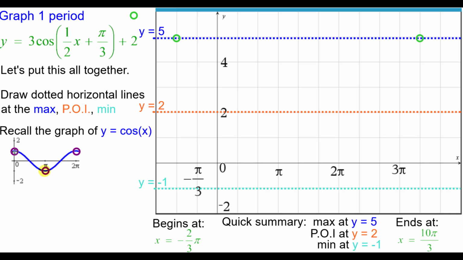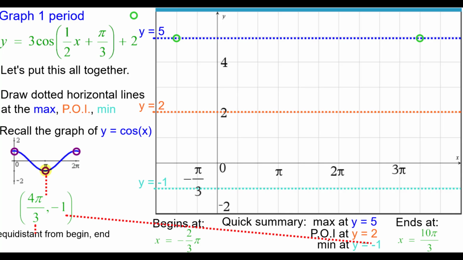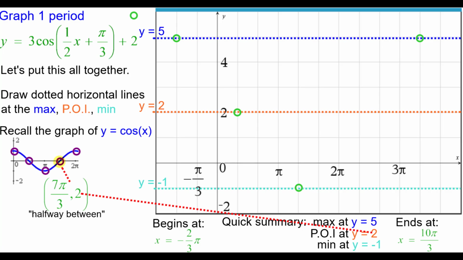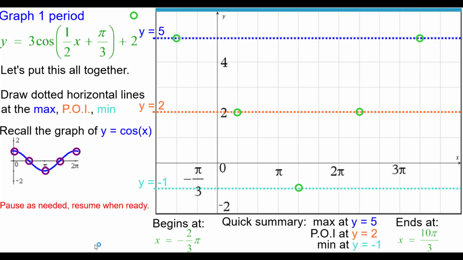Halfway in between the two maxes is a minimum, so halfway between is going to be at 4 pi over 3, right here is halfway between, and it's a minimum, which is -1. Halfway between max and min is a point of inflection, and so halfway between, that's going to happen at pi over 3, and it's going to be at pi over 3, 2 instead of at pi over 3, 1, because points of inflection are along y equals 2. And similarly, the other point of inflection will be halfway between at 7 pi over 3, comma 2. So pause as needed to catch up here.